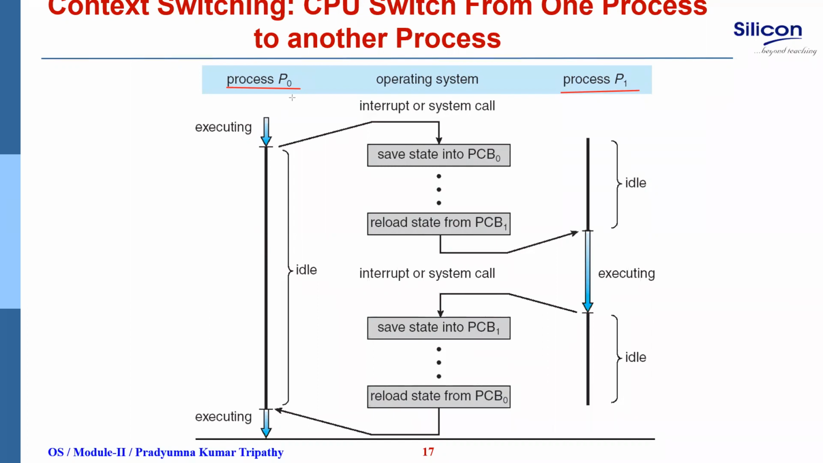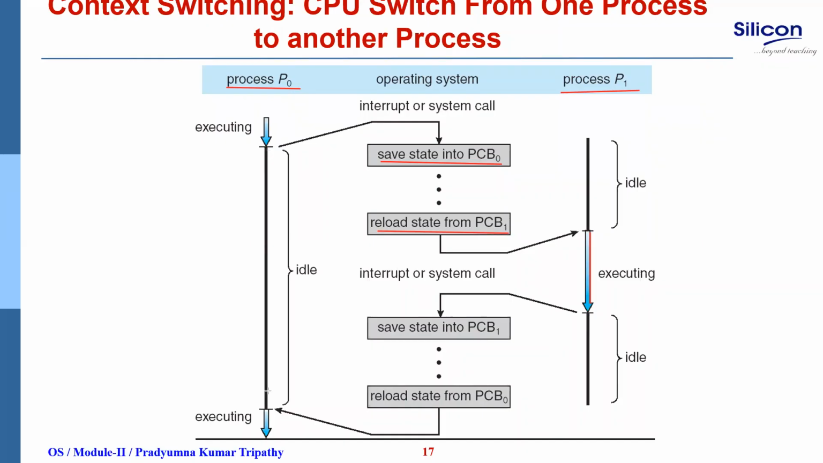So which process state has to be saved? The P0 process state has to be saved. So save state into PCB0. Which state is to be reloaded? This state is to be reloaded. So reload from state PCB1. Once it is reloaded, which process is active now? This process P1 is active. P1 is executing now. You can see over here, P1 is executing.